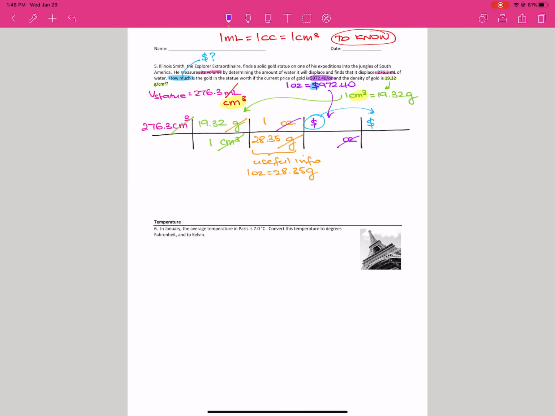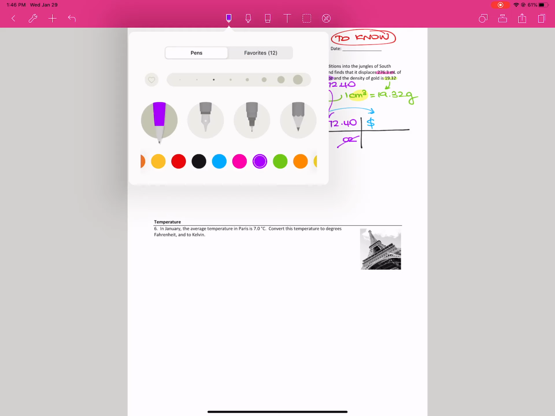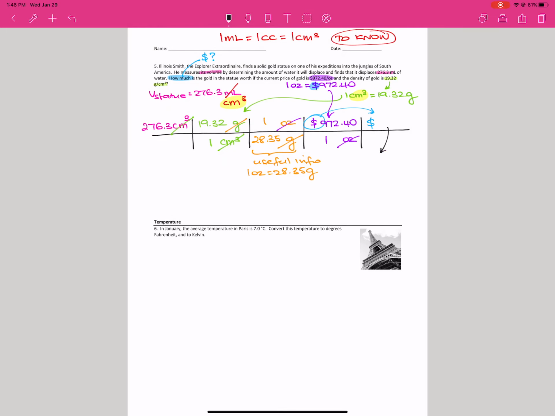And the current price of gold tells us that we're going to get $972.40 every ounce. So now that we have our plan, we can plug this information into our calculator. So what will be the calculated value? You plug everything in. My calculated value in dollars would be 1.8300568 times 10 to the 5. If I use standard notation, it would be 183,005.68, which is a pretty good amount, right?